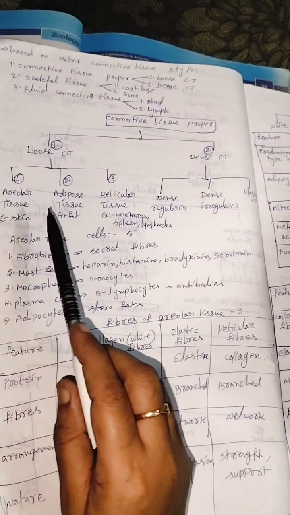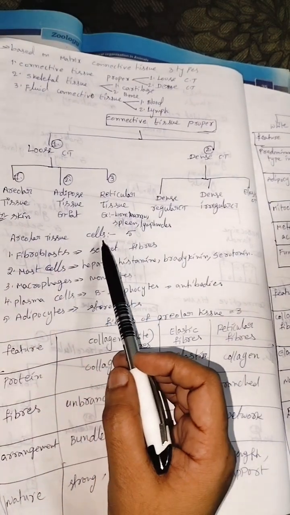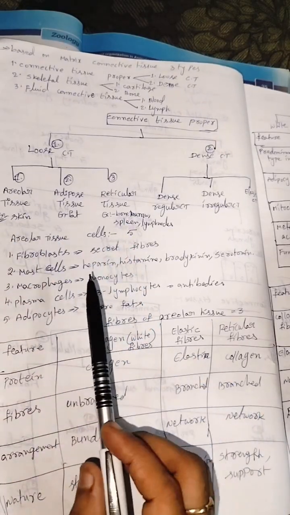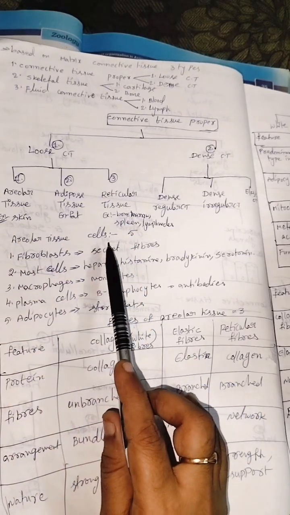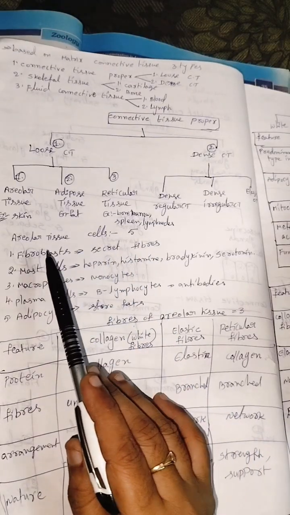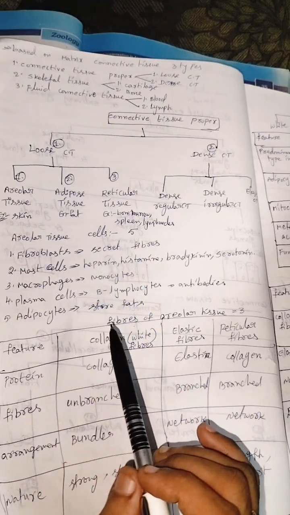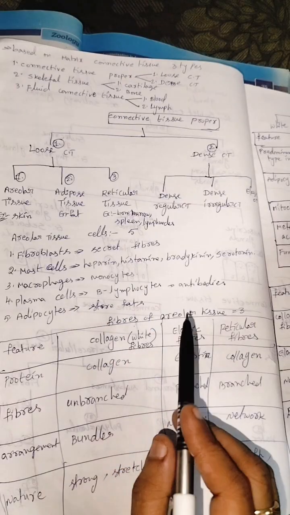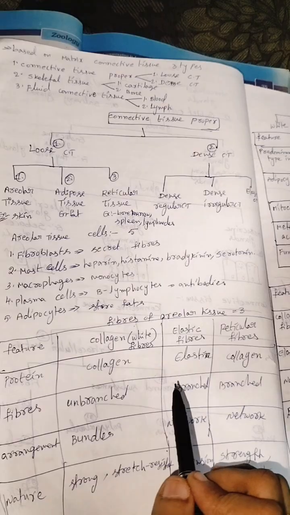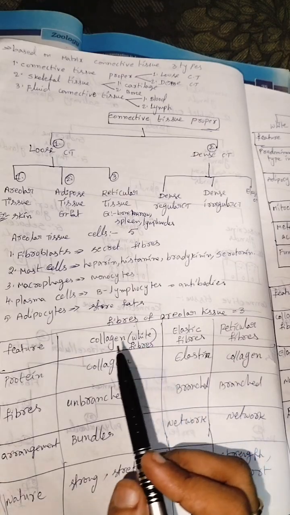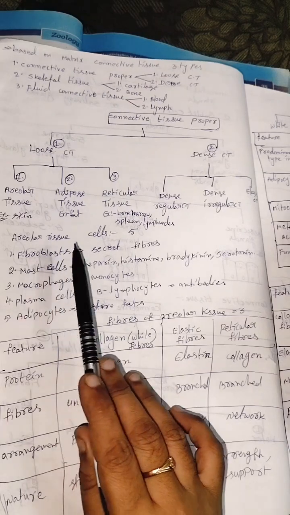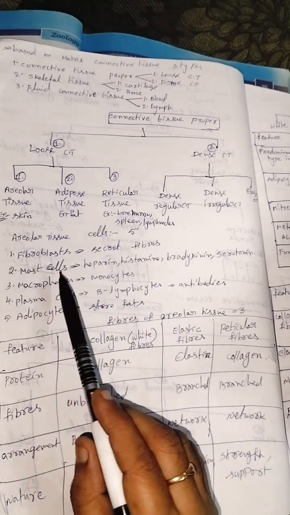First one, areolar tissue. This is present in skin. Areolar tissue has cells of five types, mainly five types. Don't get confused by these topics. Why? Because I write very short notes, mind maps and tables, so you must write short notes. First one, areolar tissue cells, five types.